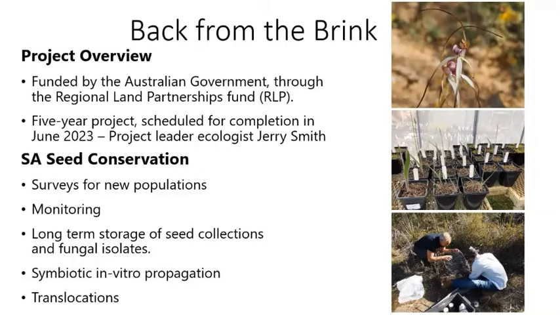It's a 5-year project which aims to deliver on the recovery of 19 nationally threatened plant species, and this includes 13 nationally threatened orchid species. The ex situ conservation tasks for the ASSC Conservation Centre in this project are to survey for new populations, monitor some of these orchid populations, undertake long-term storage of seed collections and fungal isolates, undertake symbiotic in vitro propagation, and to deliver translocations for some of these endangered orchids.